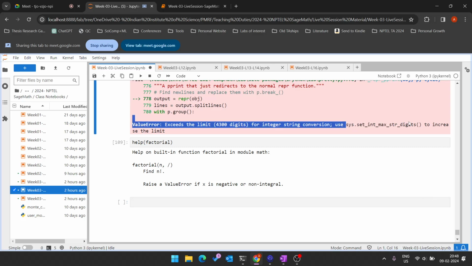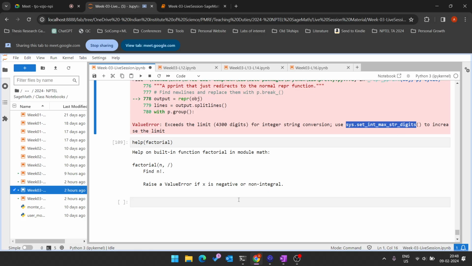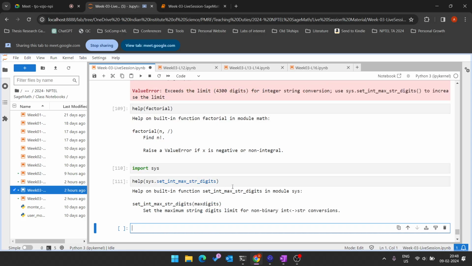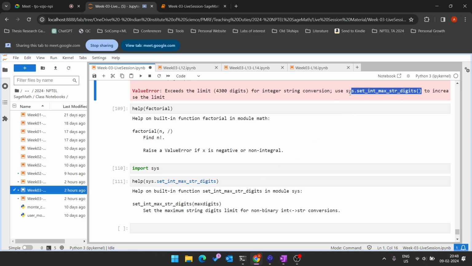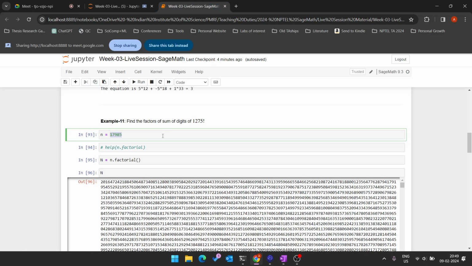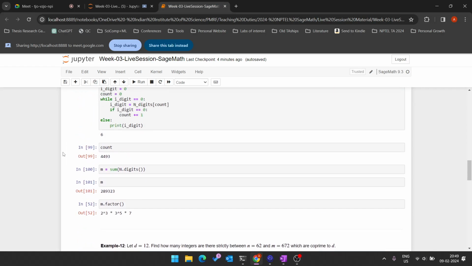I think I got what's happening. One second. What is this? If I just check help on this. So I think here it's mentioned somewhere. If I change this value, let's see what happens. Suppose I change this to 10,000. Or how much do we have here in 17985?